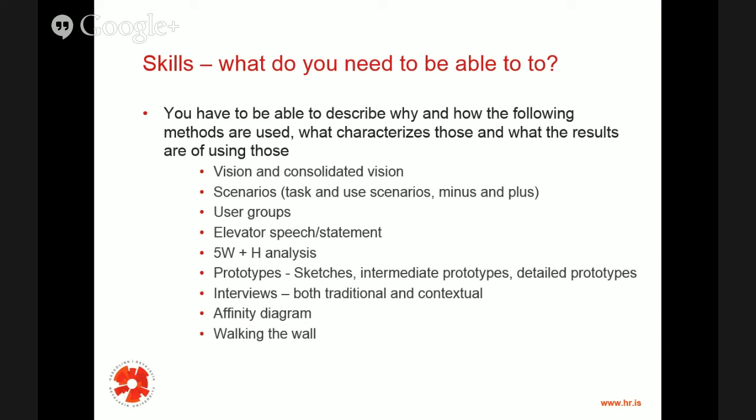Okay, sorry. The methods that you have been using here in the course to fulfill these learning outcomes are these. So, you have to be able to both describe those and also how they are used. What characterizes those and what the results of using those are.